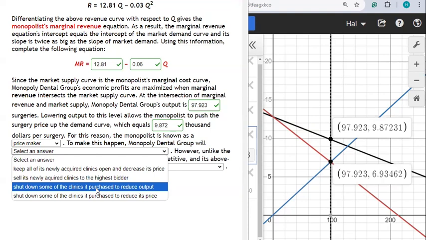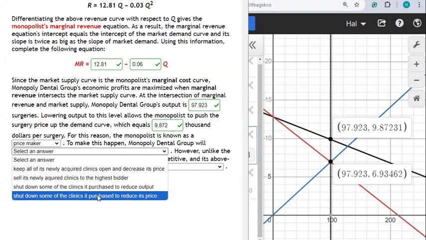It'll close a couple of offices. Maybe it'll turn one of the offices into a pizza joint or a taco stand. It'll shut down some of the clinics it purchased to reduce its price. No, it's not going to want to reduce its price. It's going to reduce output to push the price up.